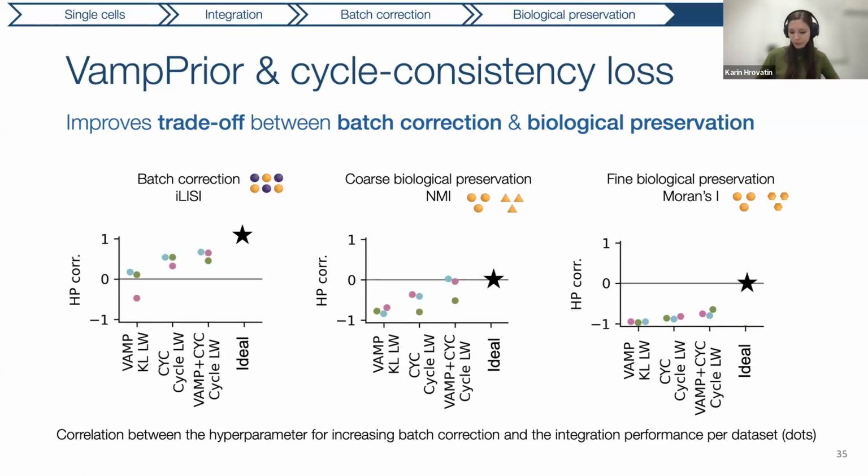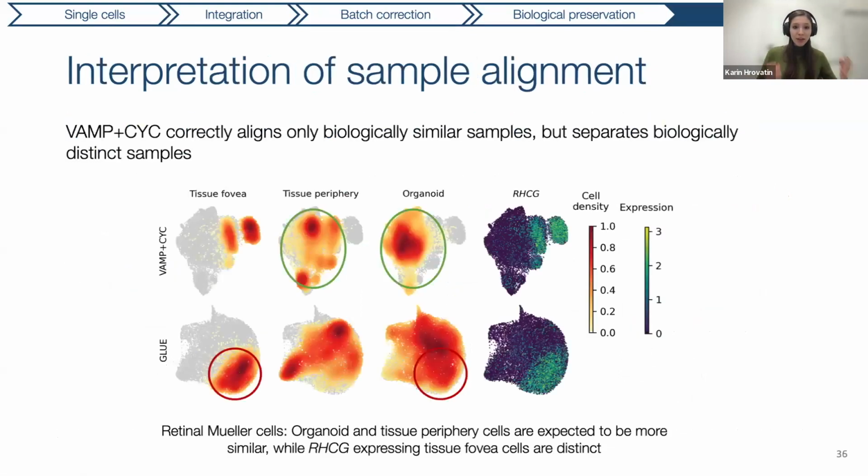Therefore, we believe that combining those two approaches actually enables us to achieve a better trade-off between batch correction and biological preservation. Now, one very important thing we need to do at the end is also to make sure that our integration is meaningful. One of the things we want to do downstream is probably compare different samples, because that is why we did batch correction in the first place, to be able to compare different samples on a shared embedding.